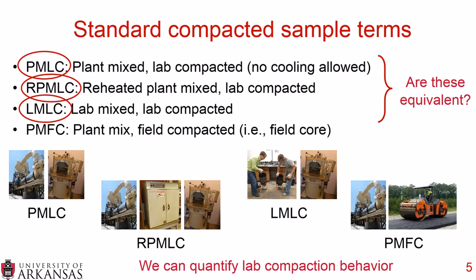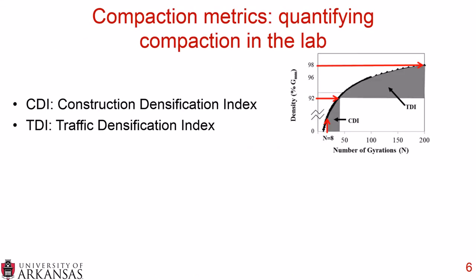Well, in order to ask the question, are these equivalent, we need to somehow quantify the lab compaction behavior. And there's been quite a bit of work done on this. Some of the more common quantifications of compaction in the lab are the CDI and the TDI. The CDI is the construction densification index, and you can see it's the area under the density versus number of gyrations curve from 8 gyrations to 92% density. And this is intended to simulate the construction compacting in the field. So this is what the rollers are going for.